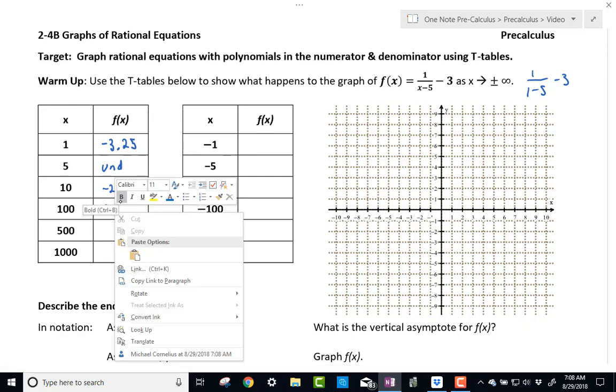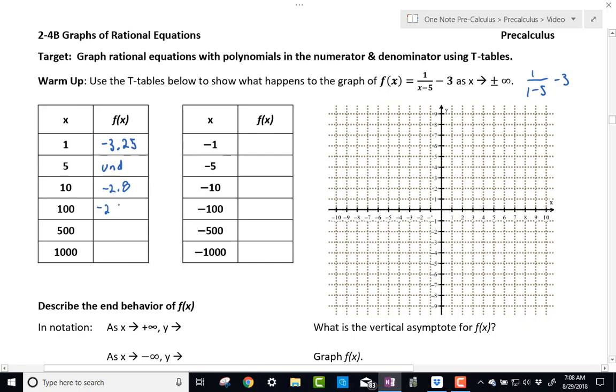If I plug in 100, I get negative 2.9894. If we plug in 500, we get negative 2.9948. So you can see the numbers are not getting a lot bigger or a lot smaller, but I am getting closer and closer. Here's the last one, negative 2.9989. And so you can see that I'm getting closer and closer to negative 3 here.